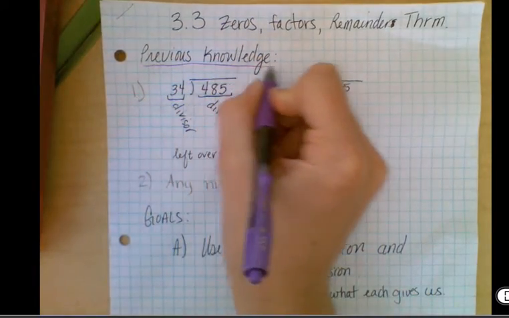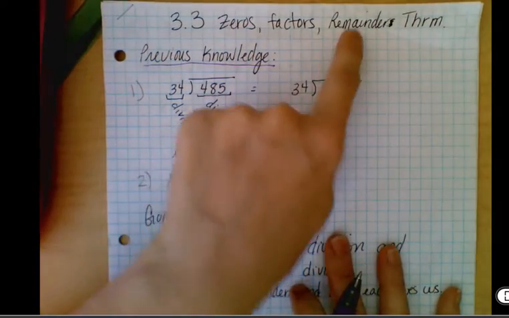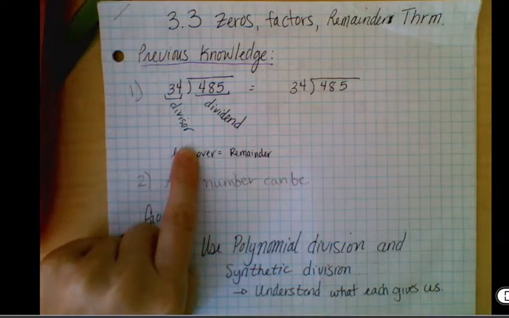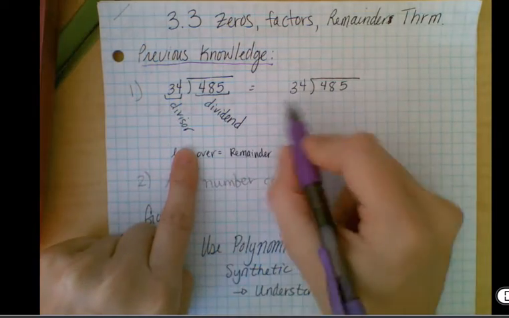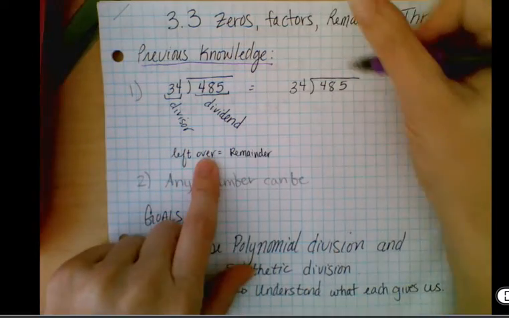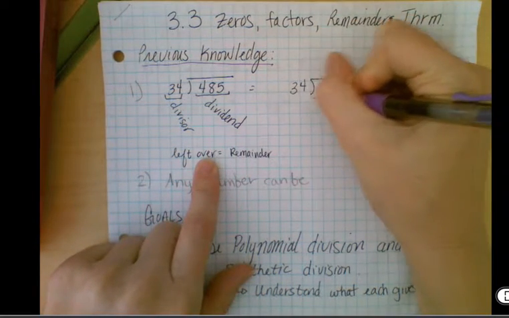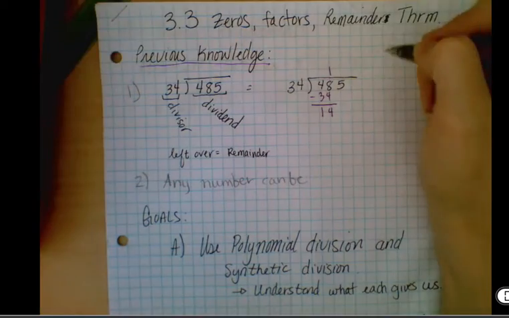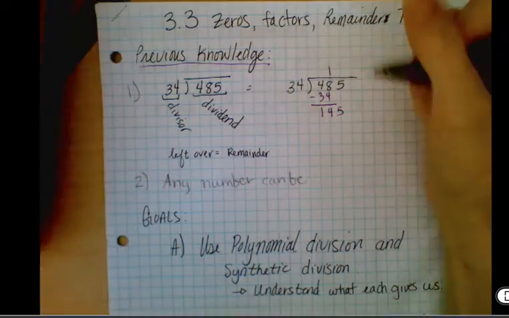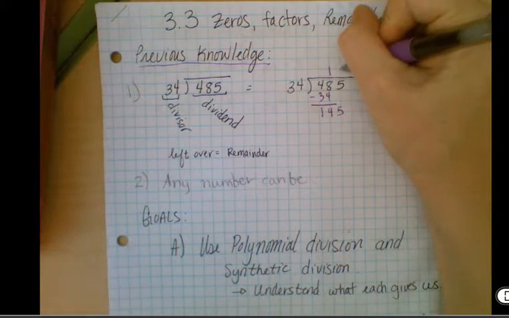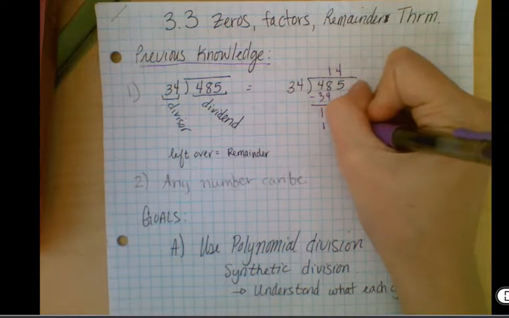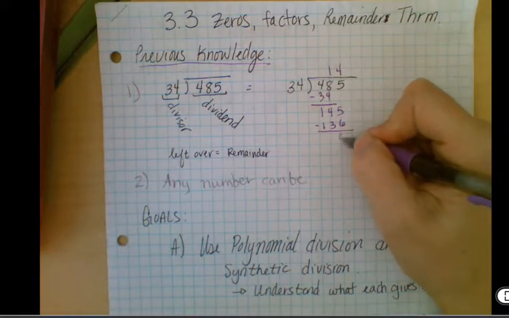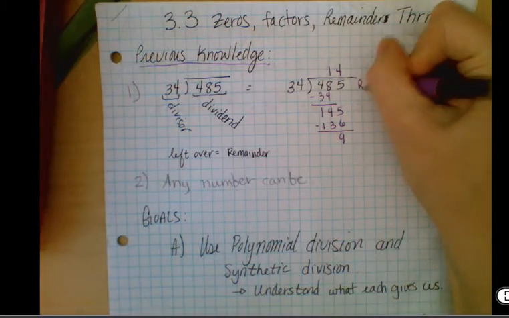So when we look at this previous knowledge regarding zeros, factors, and remainders, if I look at something like 34 into 485, we have a divisor and a dividend. And so when I divide this out, I get 14, subtract. Why are we doing this longhand? Because we're going to do it with polynomials also. Then bring down our 5. And then 34 goes into 145 4 times, and that gives us 136. You can use your calculator if you need to, or you can do longhand. And then when we subtract, we get 9. So we have a remainder of 9.